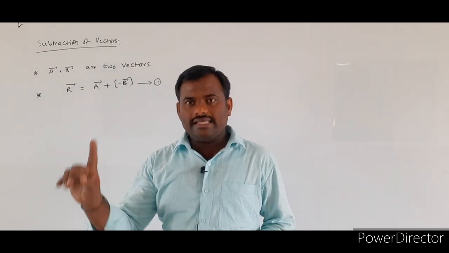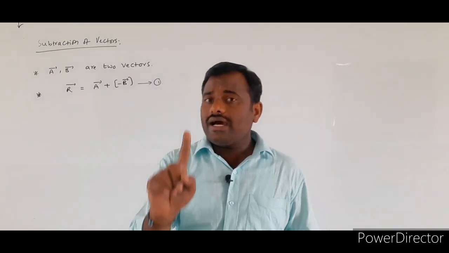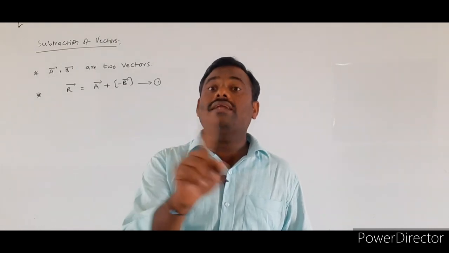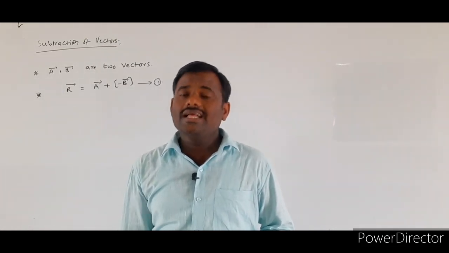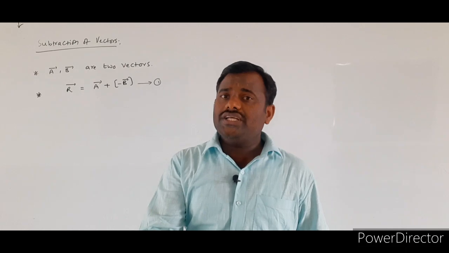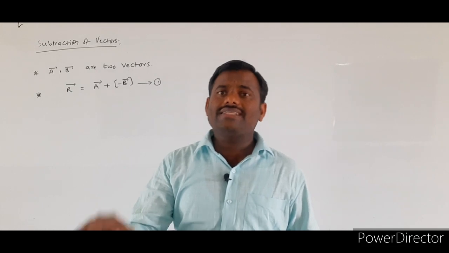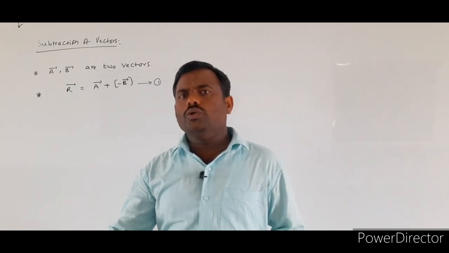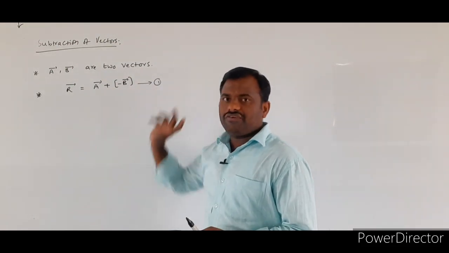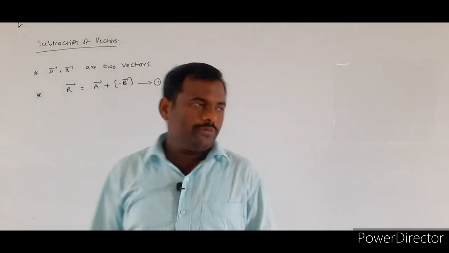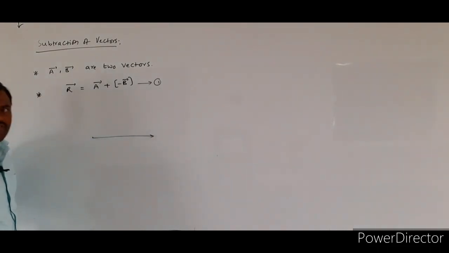Once more, I am giving the definition properly. Subtraction of vectors is a process in which we are subtracting one vector from another vector, which is equivalent to the vectorial addition of the first vector and the negative vector of the second vector. So, this is the definition of subtraction of given vectors. Now, how can we represent it by the graphical method?